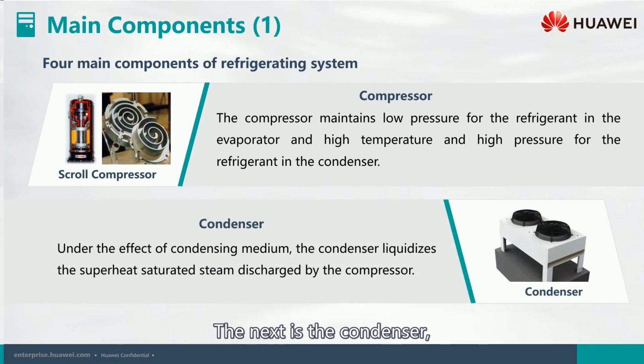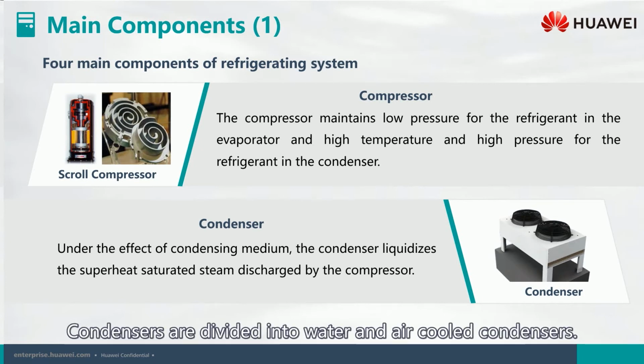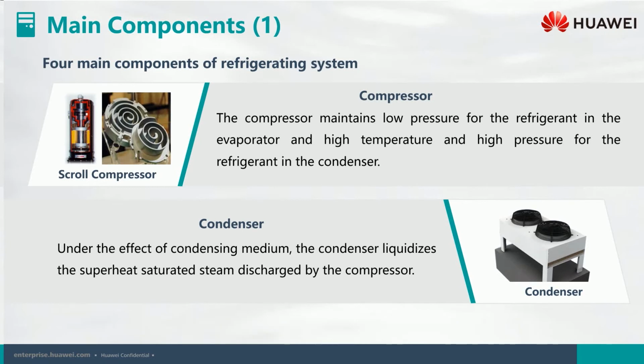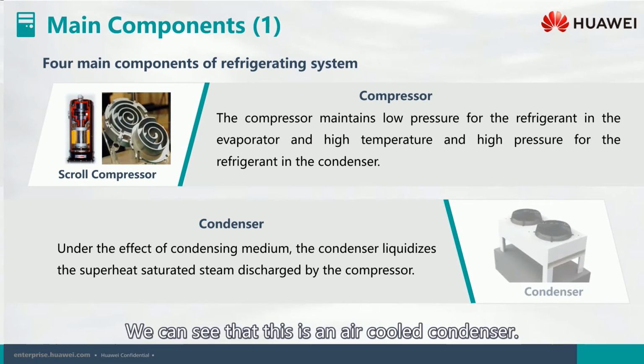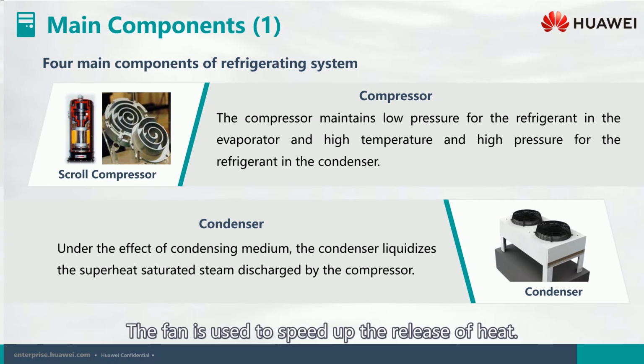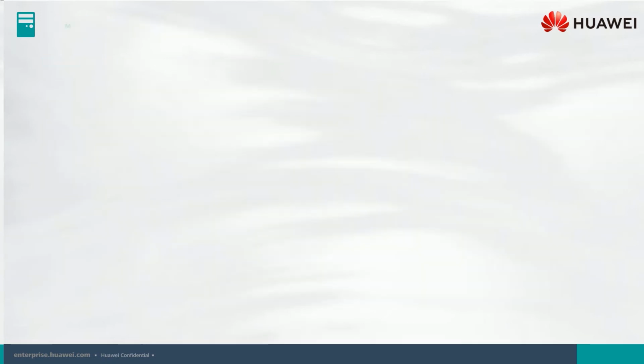The next is the condenser. It's used to release heat outside. Condensers are divided into water and air-cooled condensers. A water-cooled condenser is used in the water chiller. We can see that this is an air-cooled condenser. The fan is used to speed up the release of heat.